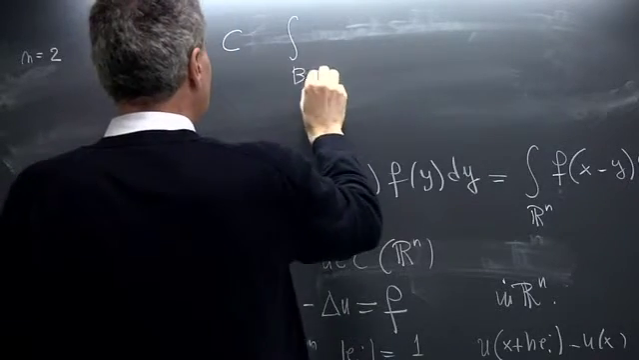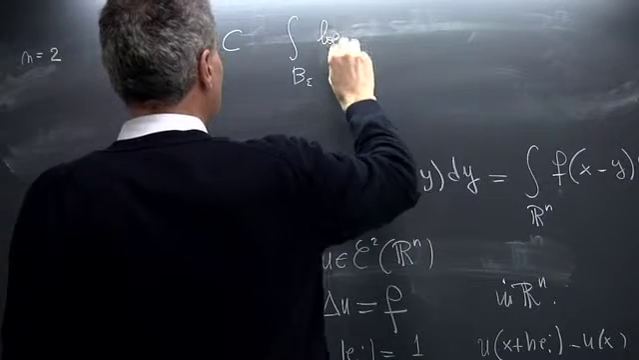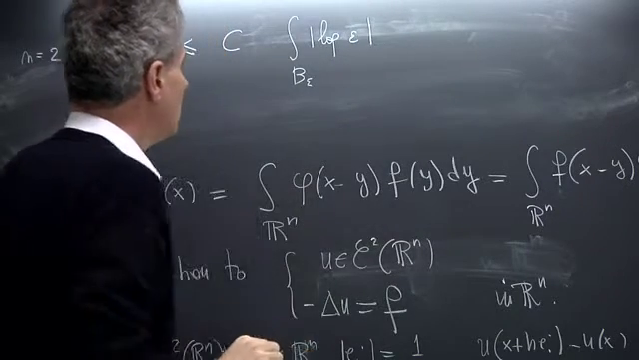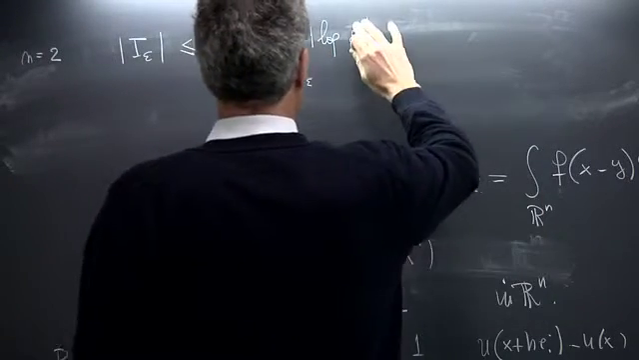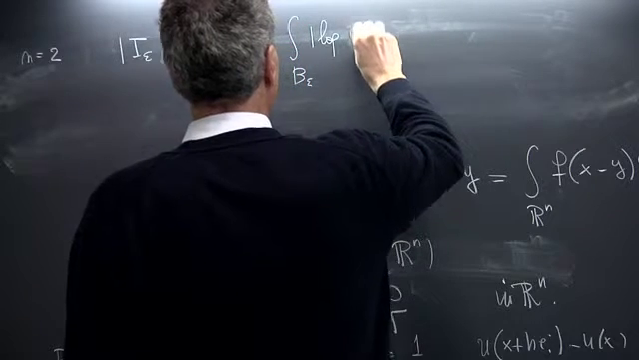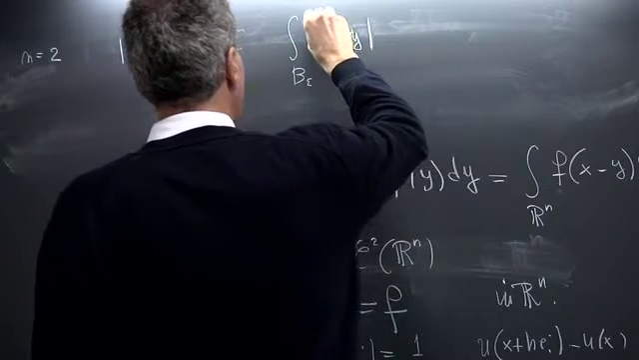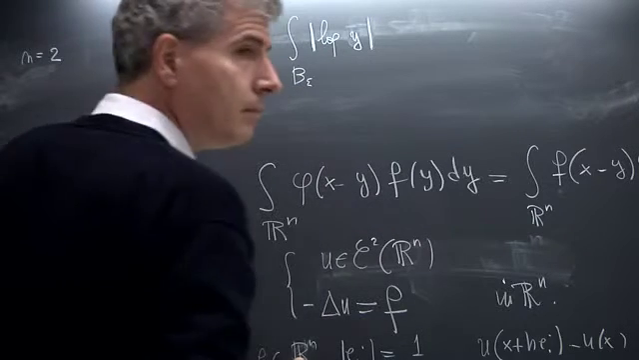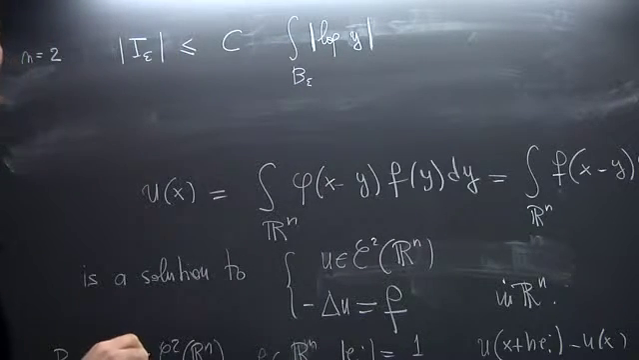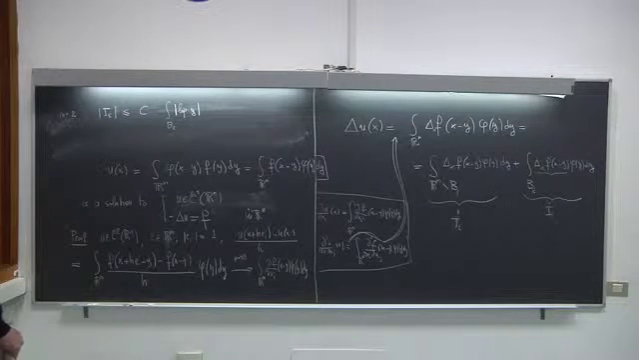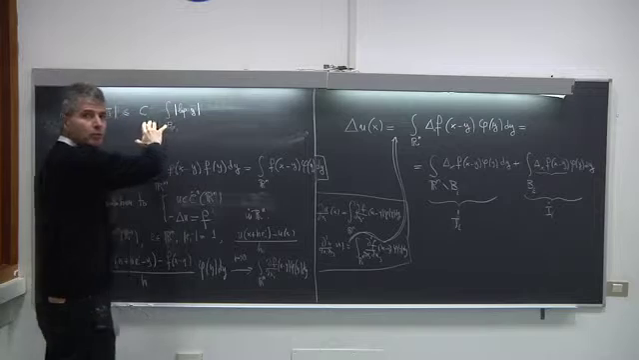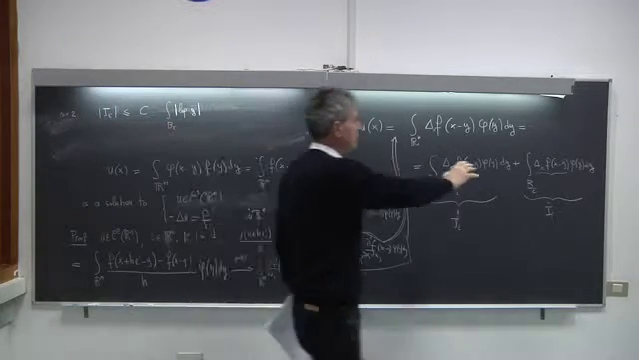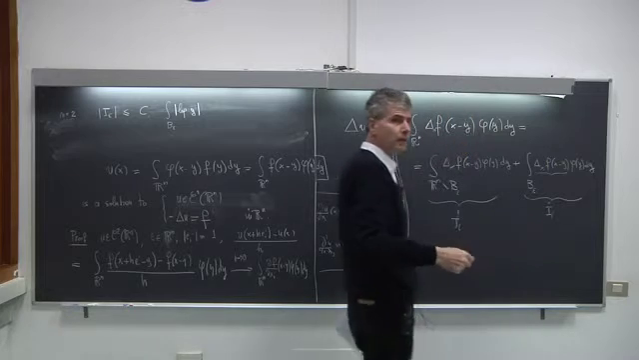Then I have the integral over B epsilon of the log of y. Take the fundamental solution for n equal to 2. Yes, I'm taking the fundamental solution. In this constant, maybe there is some pi, 2 pi or so; I have this L-infinity norm times 2 pi and so on.